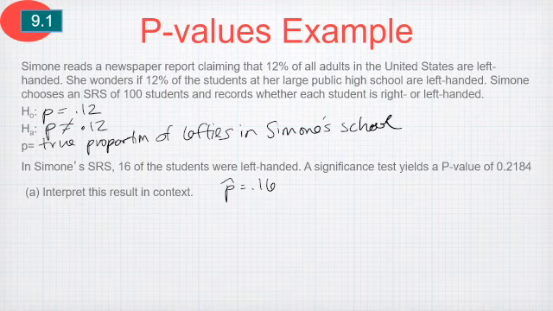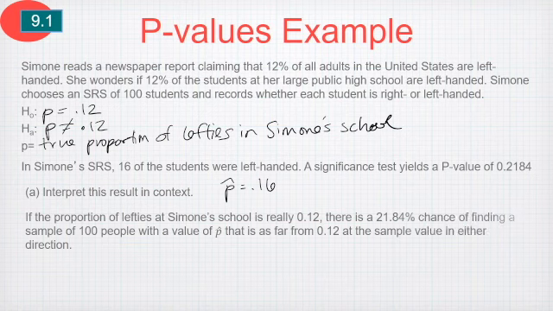Okay, so basically I have to explain what's going on. The way to phrase this is, if the proportion of lefties at Simone's school is really 0.12, there's a 21.84% chance of finding a sample of 100 people with a value of p-hat that is as far from 0.12 as the sample value in either direction. Right, and you're probably wondering what in the world I just said. But essentially what I'm saying is, okay, here's a picture.